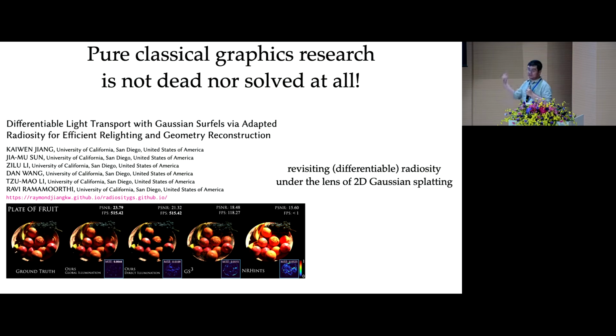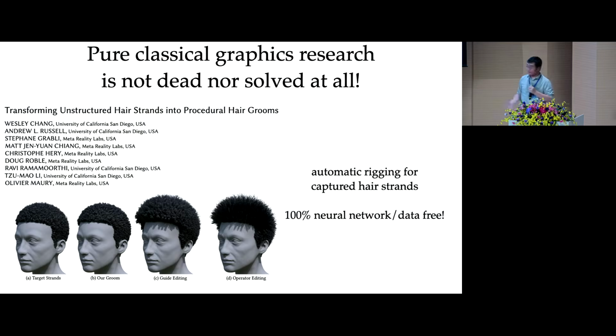And if you want fancier stuff, sure, we have this newer paper that revisits radiosity. Some people said it's a dead topic, but it's useful, right? Because now we have Gaussian splatting, and it's like a point cloud. You can simulate global illumination between the point clouds. And we show that you can get far better geometry reconstruction by accounting for the light transport in the images. And this work from my student Wesley is on automatic rigging, but for captured hair strands. And somehow we're able to design something that is 100% neural network free, and there's no data. This is all handmade heuristics, and it works better than I thought.